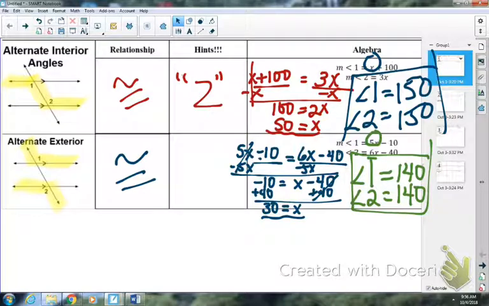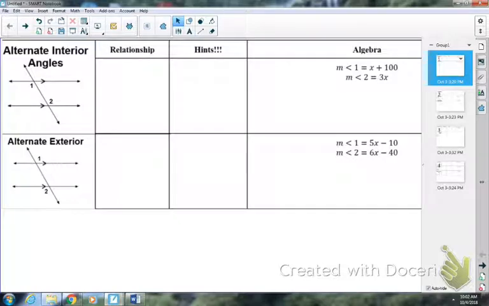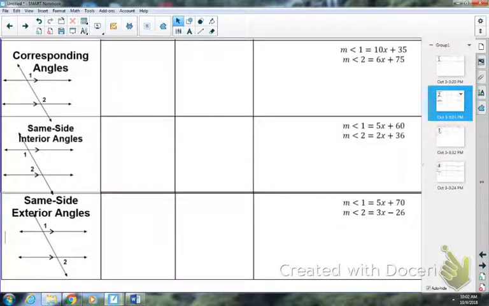So again, the purpose of today is to help us clarify the algebra portion. Most of you, it looked like on the worksheet, were fine. If I told you one angle was 70, you were able to tell me the other one was 70. But I think some of you struggled when we threw the expressions in there with x's. Any questions so far? Okay, let's continue on then. We have 3 more on this particular side: corresponding, same side interior, and same side exterior.